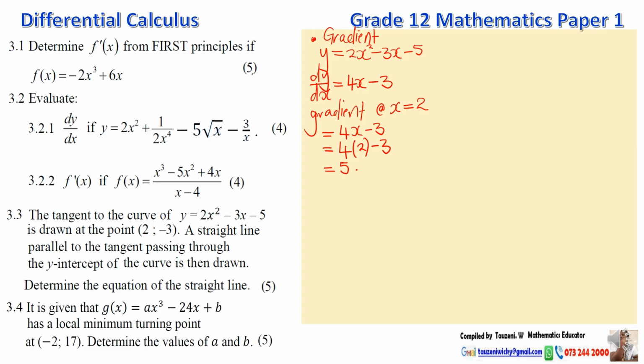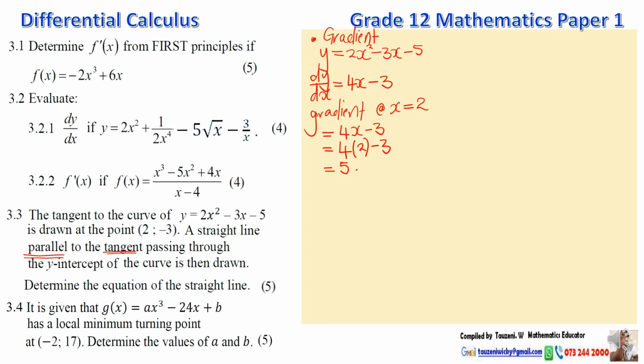In this case, the question is talking about a line which is parallel to the tangent. The tangent has gradient 5. Parallel lines have equal gradients. So the gradient of the tangent, which is equal to 5, is also the gradient of the line that we need, because parallel lines have equal gradients.